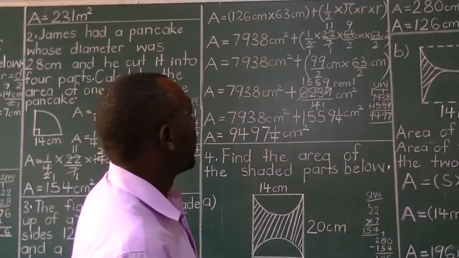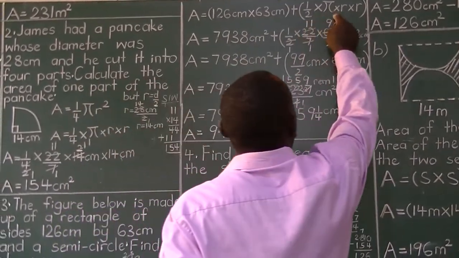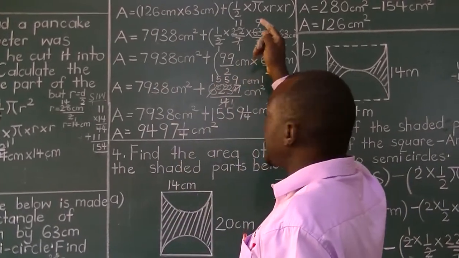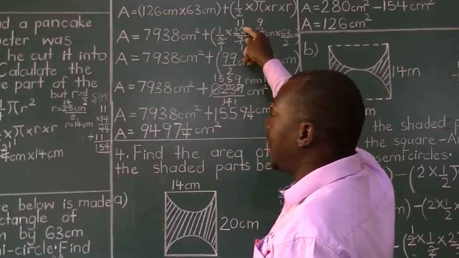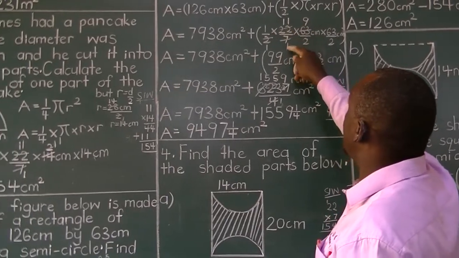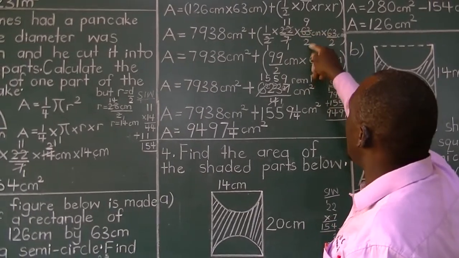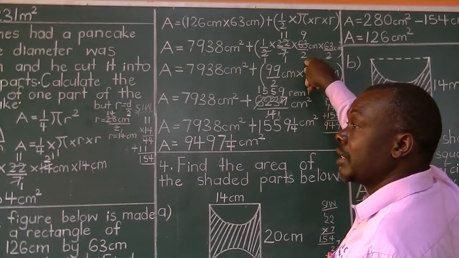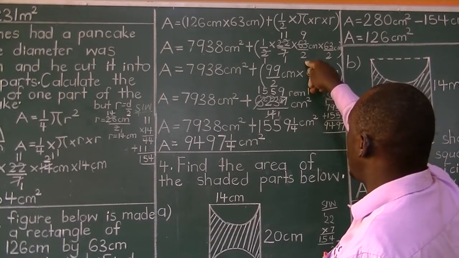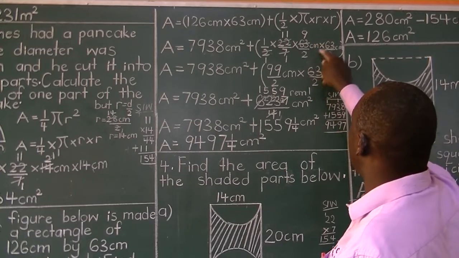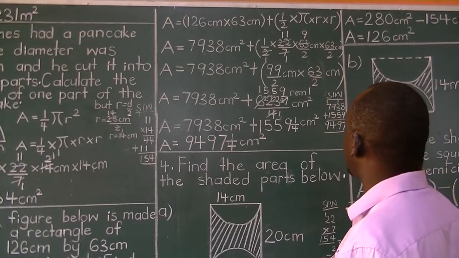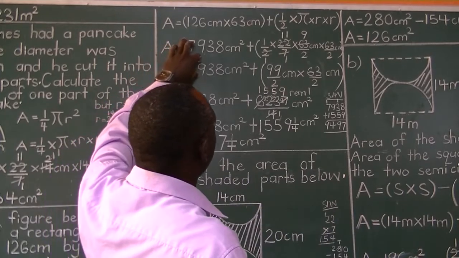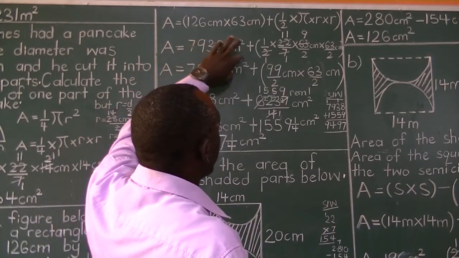Then here substitution, a half. Then 63 being a multiple of 7, we opt for 22 over 7 for pi. So a half times 22 over 7 times 63 over 2. Why over 2? Because it was diameter. When diameter is divided by 2, you get the radius. So 63 centimeters divided by 2 times another radius of 63 centimeters divided by 2. Then still go down. Here area equals 7,938 centimeters squared.